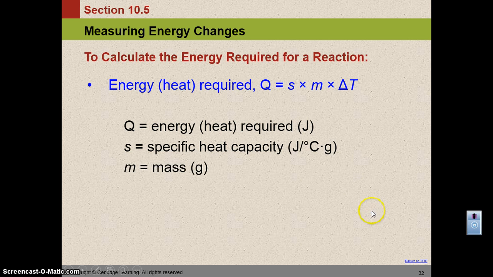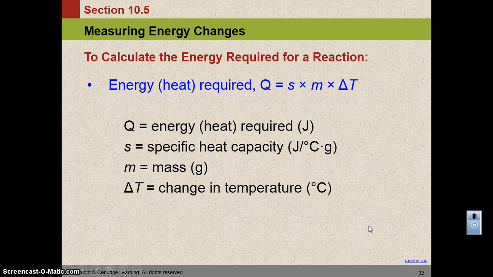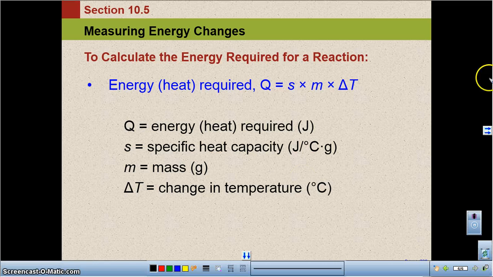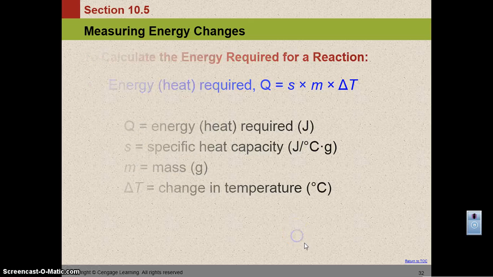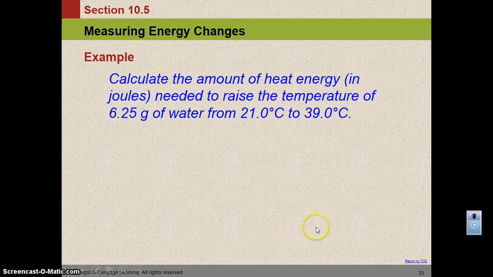So it's the amount of energy it takes to raise 1 gram of substance 1 degree Celsius. M is the mass, and it's going to be in grams. And delta T is the change in temperature, and that's going to be in degrees Celsius, which is important to note. The change in temperature is going to be temperature final minus temperature initial. That's nice. Let's look at an example.